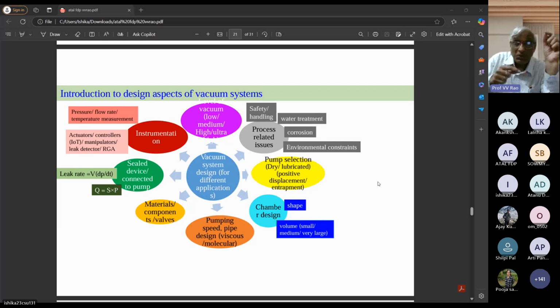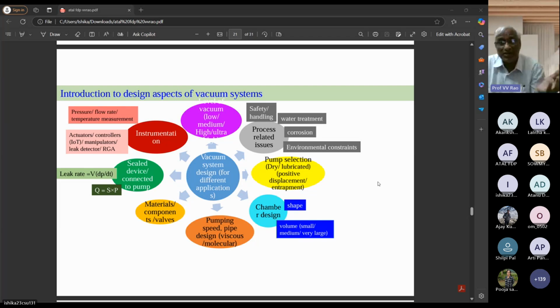And any circuit, anything that is a problem, you have to repair it. That pressure gauge or mass flow controller or electrical heating, voltage, current, and high voltage, magnetic fields, electromagnetic field, that is called instrumentation, containing actuators, controllers, manipulators, leak detectors, residual gas analysis.